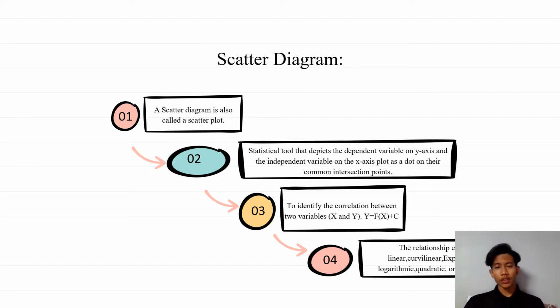I will continue the presentation with scatter diagram. First, a scatter diagram is also called a scatter plot. Second, a statistical tool that depicts the dependent variable on the y-axis and the independent variable on the x-axis, plotted as a dot on their common intersection points. Third, to identify the correlation between two variables, x and y equal f(x) plus c. And the last one, the relationship can be linear, curvilinear, exponential, logarithmic, quadratic, or polynomial.